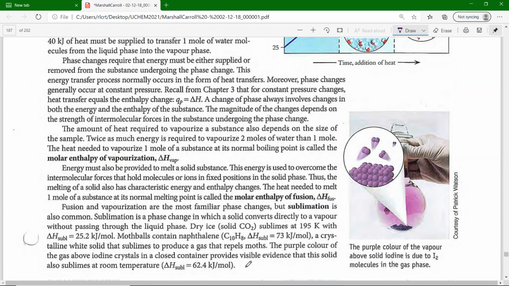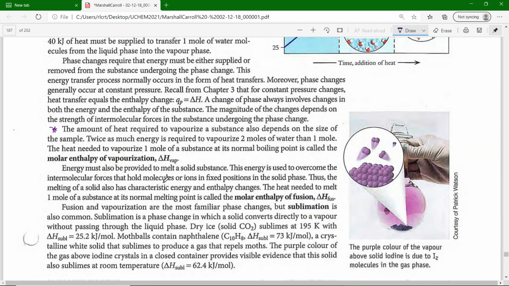Note that the amount of heat required to vaporize a substance depends on the size of the sample. So that's an extensive property. If we just say, how much heat is needed, twice as much energy is required to vaporize 2 moles of water than 1 mole. But if you want to get intensive, then you have to have per mole. So the heat needed to vaporize 1 mole of a substance at its normal boiling point is called the molar enthalpy of vaporization. The nickname is just the heat of vaporization.